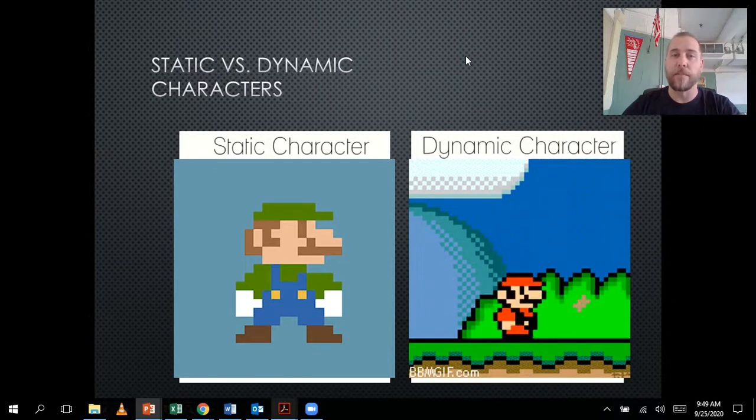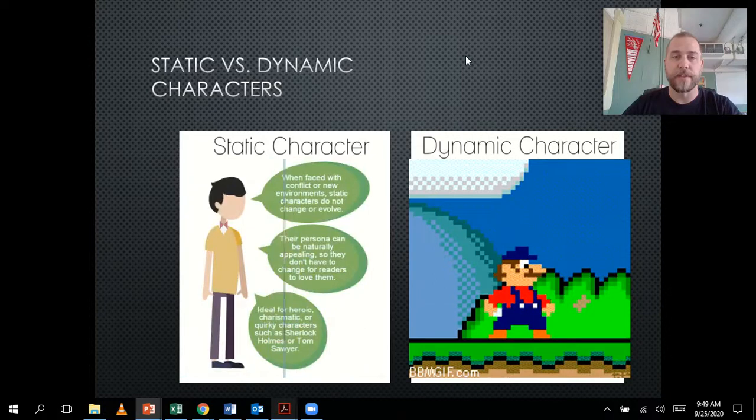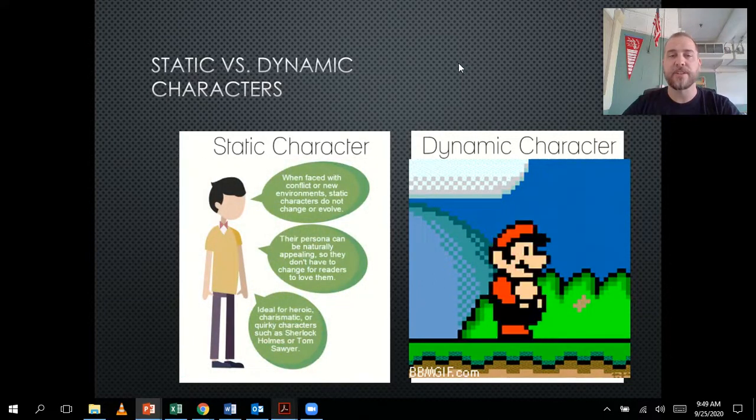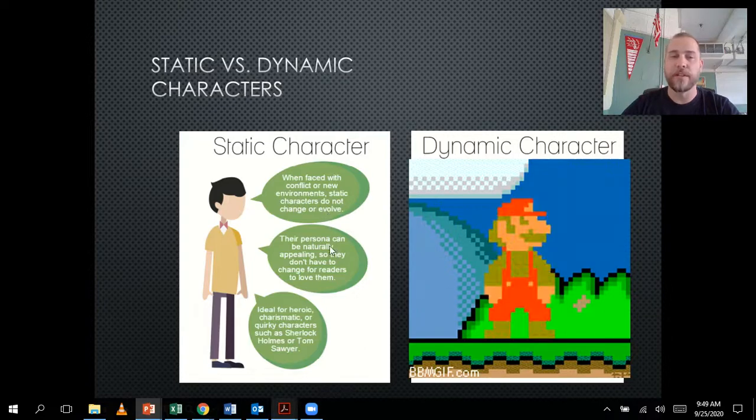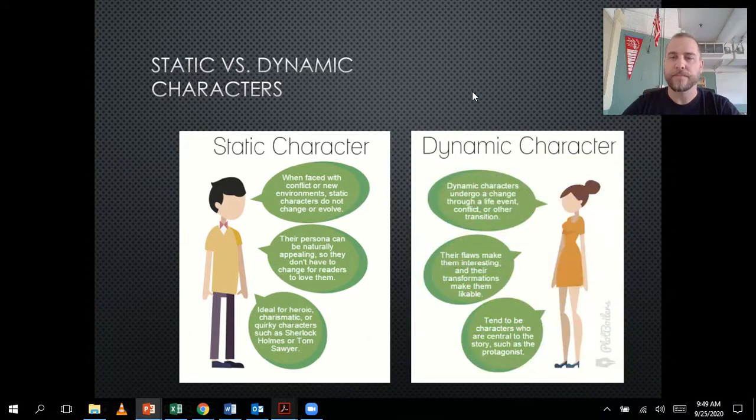We see them develop in important ways that really show something about the story, right? And so a static character, when faced with new environments, does not change or evolve. They're usually naturally appealing. They don't have to change for the readers to like them. And it's ideal for heroic, charismatic, or quirky characters such as Sherlock Holmes or Tom Sawyer.